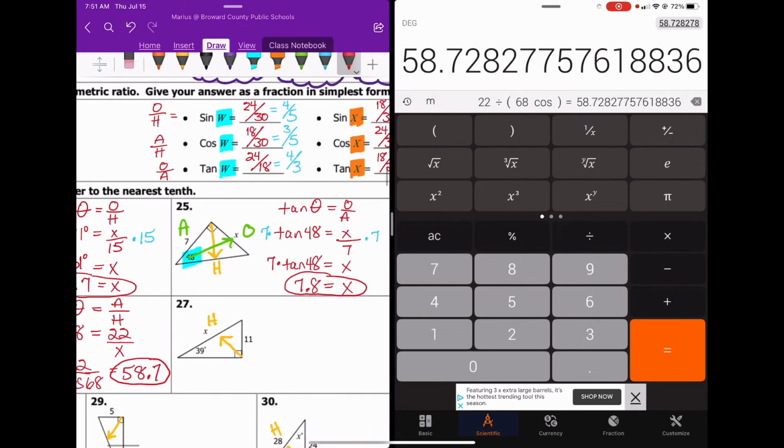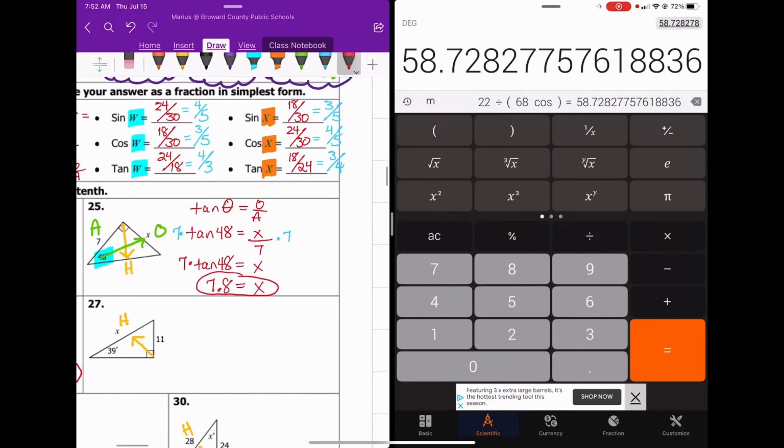Okay. All right, number 27. Number 27, once again, we've already highlighted the hypotenuse.